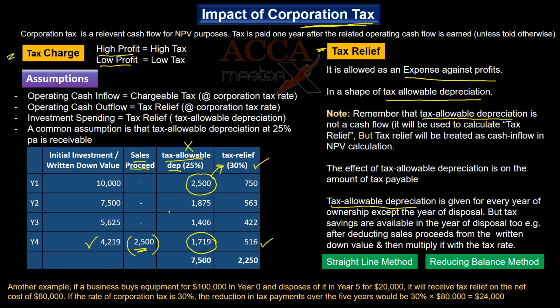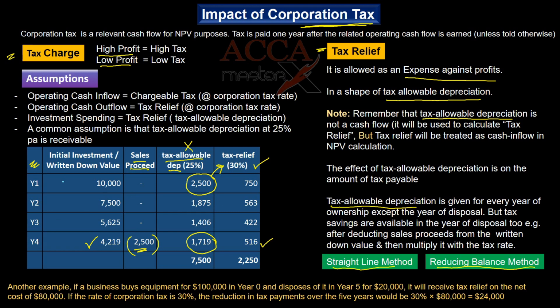We have two methods to calculate this tax relief. One is the straight line method and the other is the reducing balance method. And the method we are solving here is the reducing balance method. Okay, let me briefly explain the working we are doing here.